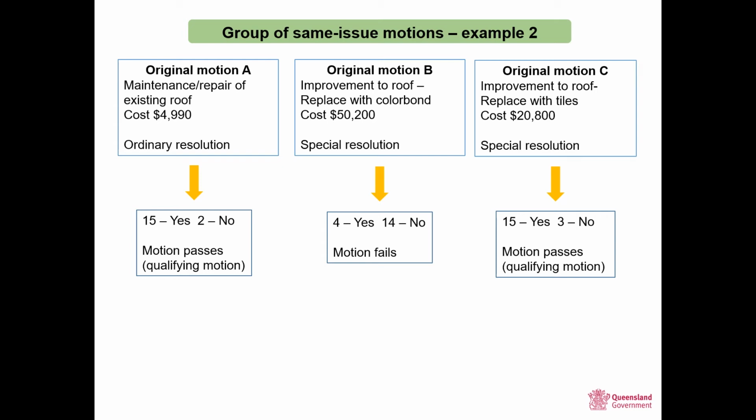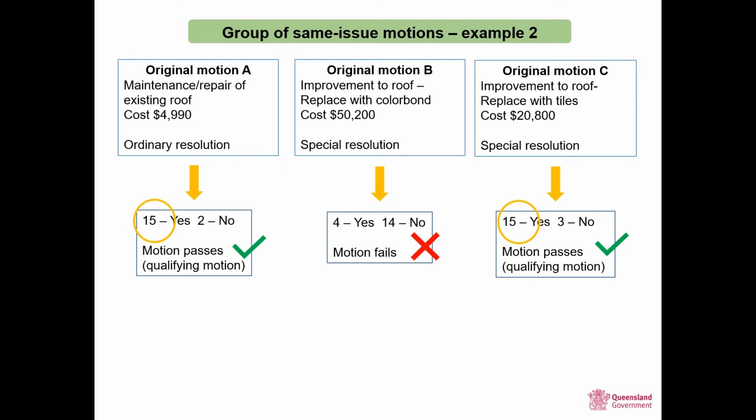The votes are counted and motion B has failed, which means that only motion A and motion C become qualifying motions. The next step is to count the votes in favour of each qualifying motion.